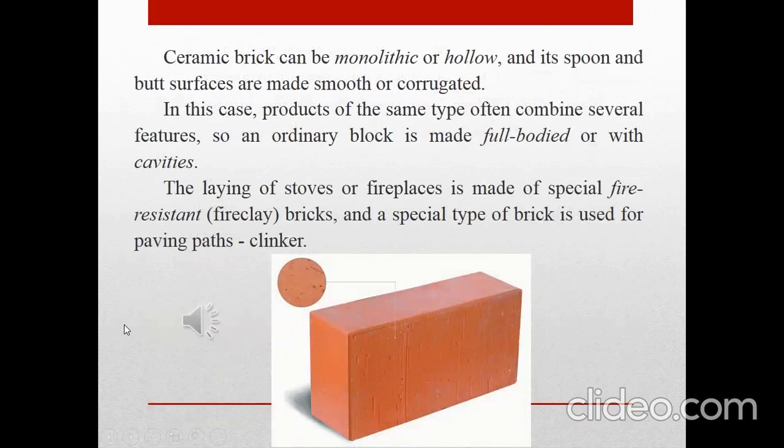Ceramic brick can be monolithic or hollow, and its spoon and butt surfaces are made smooth or corrugated. In this case, products of the same type often combine several features, so an ordinary block is made full-bodied or with cavities. The laying of stoves or fireplaces is made of special fire-resistant, fireclay bricks, and a special type of brick is used for paving paths, clinker.